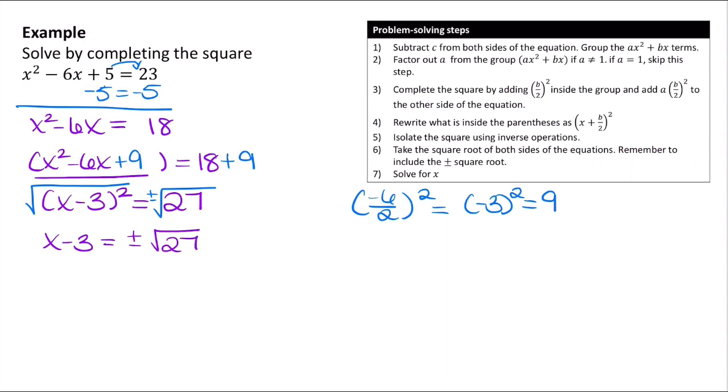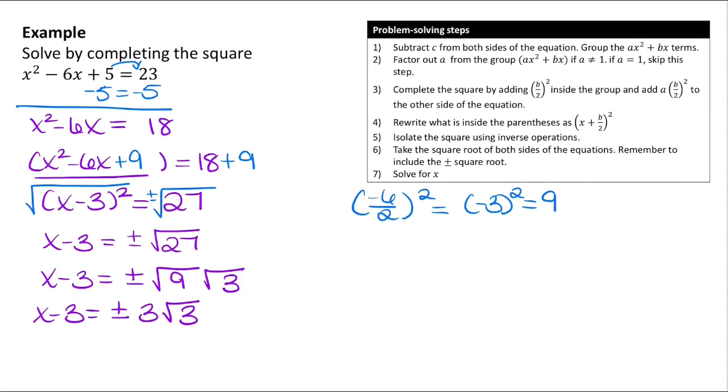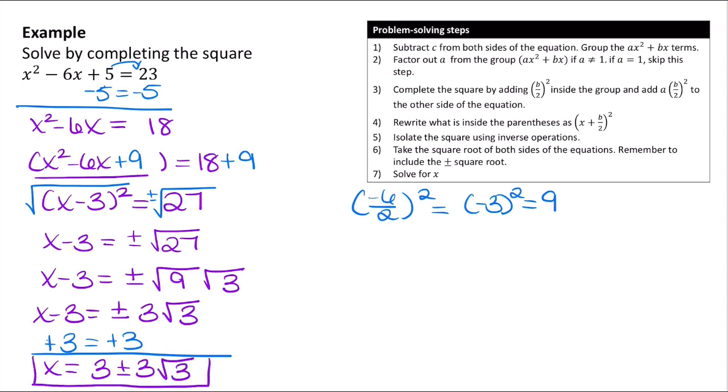Anytime you are working with a radical, you want to make sure and simplify it if possible. So the square root of 27 can be made better because it is divisible by 9, right? So we have the square root of 9 times the square root of 3. So we have x minus 3 equals plus or minus the square root of 9 is 3, and we have 3 square root of 3. Now to solve, we can go ahead and add 3 to both sides. So when we add 3 to both sides, we get x equals 3 plus or minus 3 square root of 3. Okay, and those are our solutions.